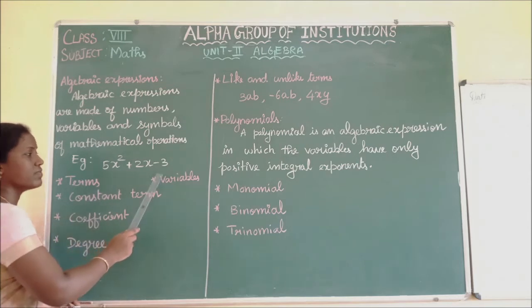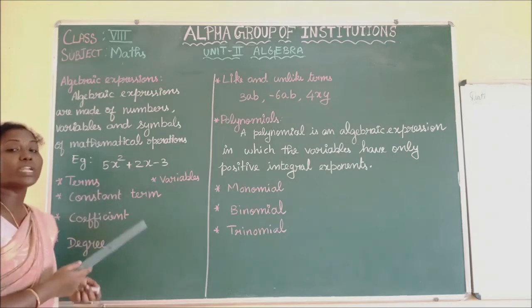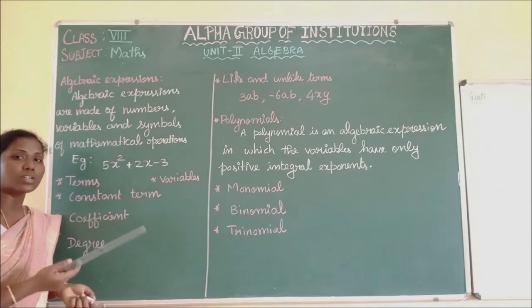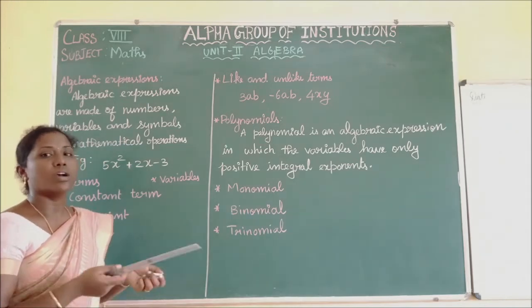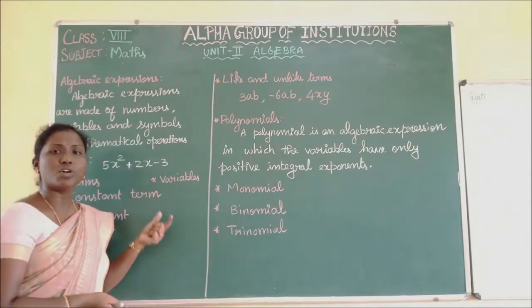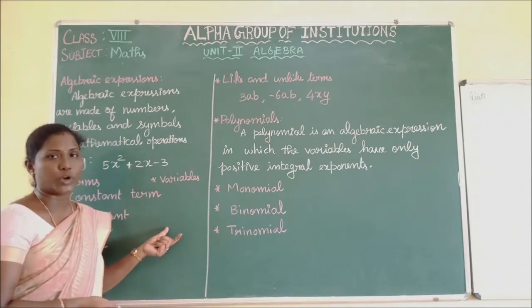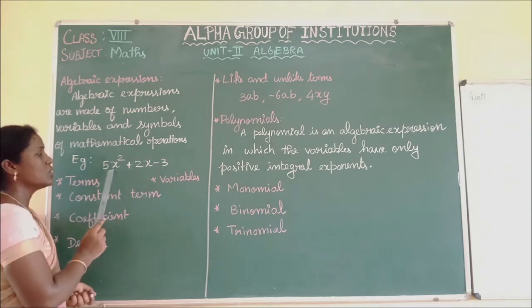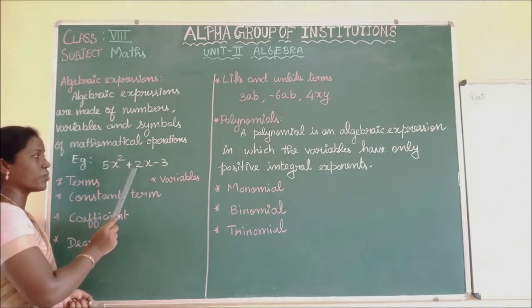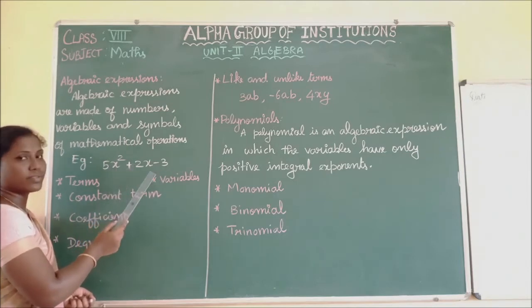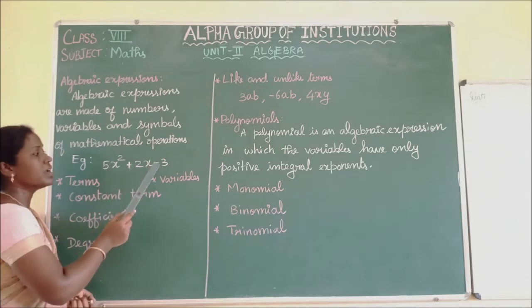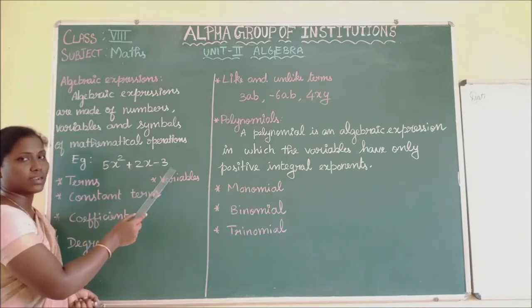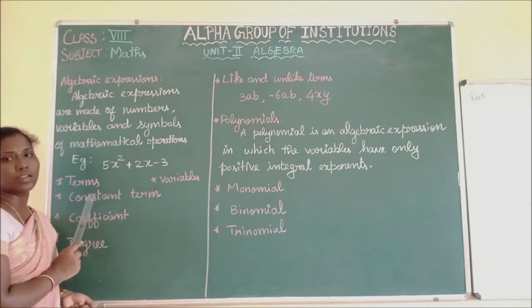If the expression is given, you should know how to identify how many terms are there, because based on the terms only we are going to see the divisions of polynomial. What are the types of polynomial? They are segregated by the mathematical operation. So in this expression, how many terms? 1, 2, 3. See here, 5x square, then plus, a mathematical operation. So this is the first term. After the plus, we have the second term. Subtraction again. So this is the third term. So totally there are 3 terms.